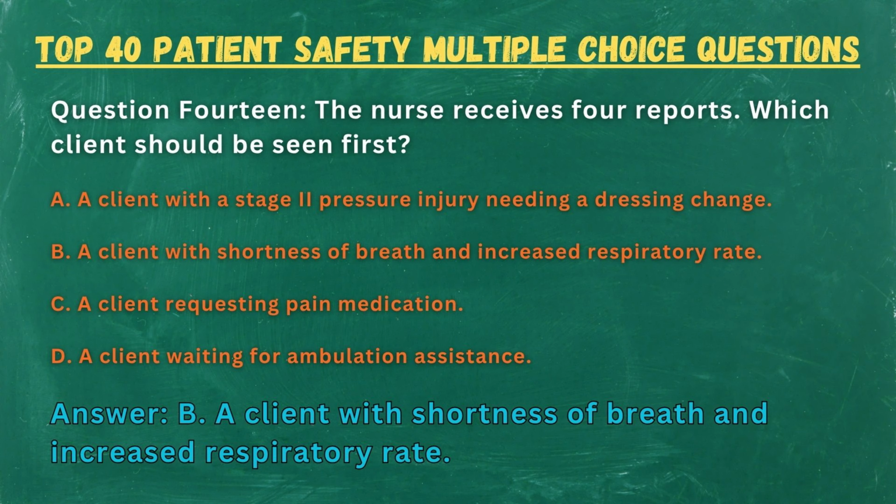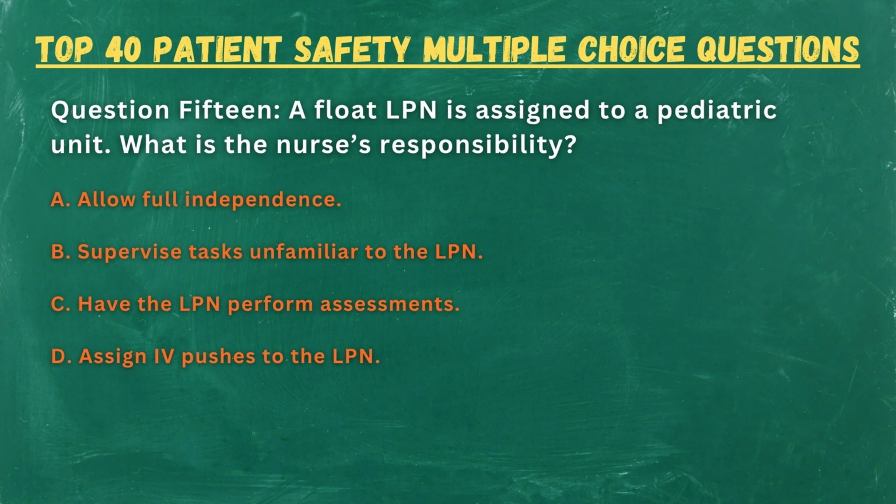Answer: B. A client with shortness of breath and increased respiratory rate. Question 15. A float LPN is assigned to a pediatric unit. What is the nurse's responsibility? A. Allow full independence. B. Supervise tasks unfamiliar to the LPN. C. Have the LPN perform assessments. D. Assign IV pushes to the LPN.